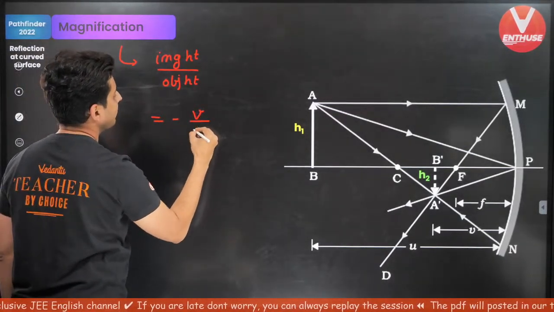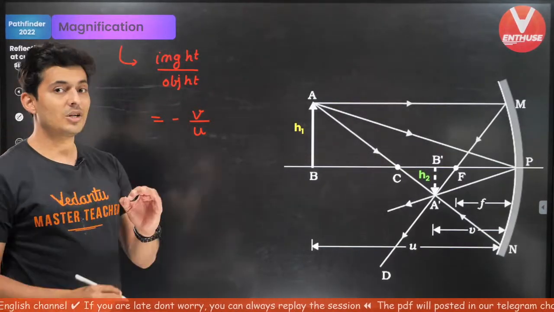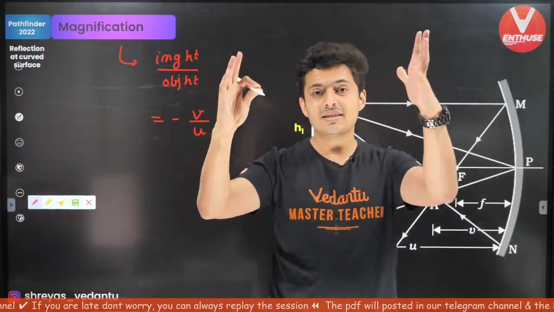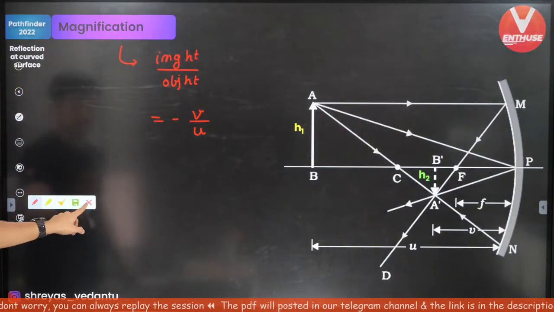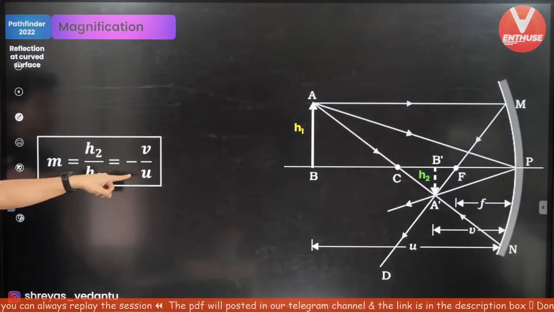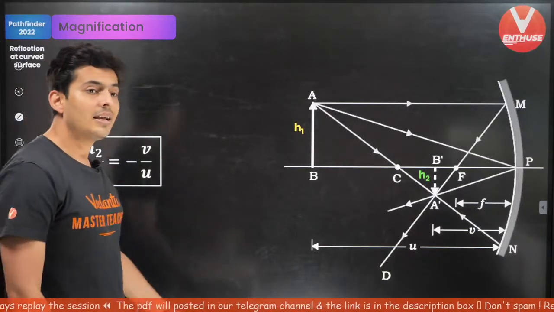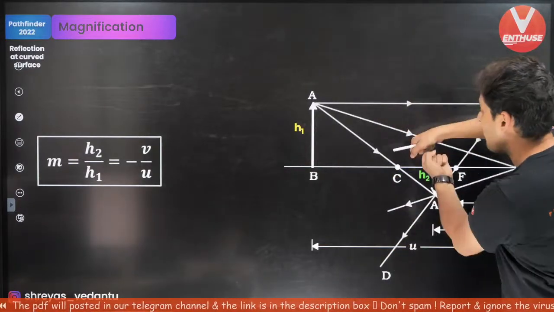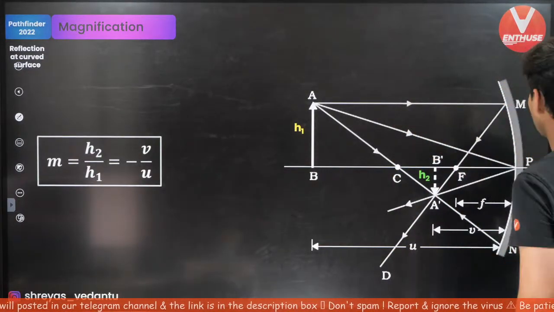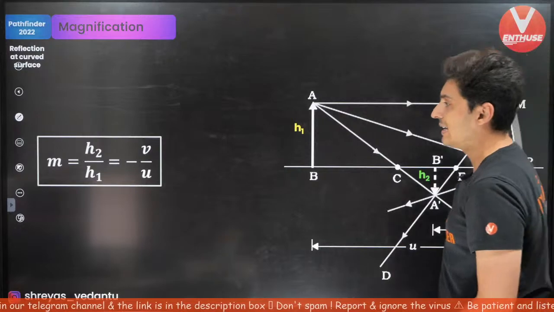and this turns out to be minus of V by U. It turns out to be minus of image distance by object distance. Keep this in mind. Do not forget the minus sign. So image distance by object distance with the negative sign is the magnification. This magnification happens perpendicular to the principal axis.